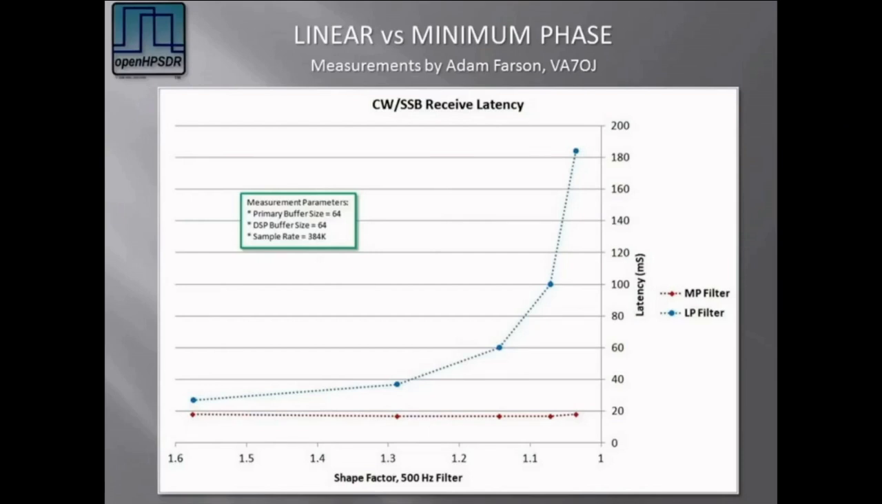Another clever feature unique to OpenHPSDR is a technique called minimum phase. It's a substitute for the traditional linear phase process used to create digital filters. That traditional process can create very sharp, steep-sided filters. Unfortunately, there is a compromise between the sharp filters and the delay caused by the process used to create them. If you want sharp filters, you'll have to accept longer delay or latency.